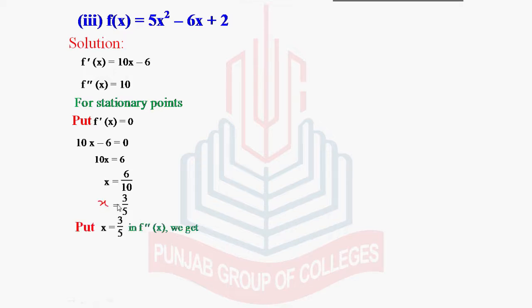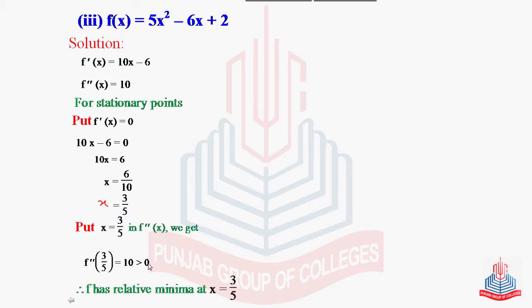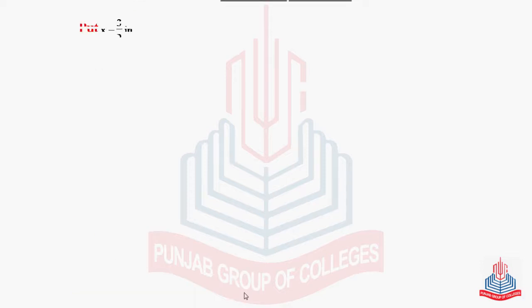Now put x is equal to 3 by 5 in the second derivative, and as the second derivative is a constant function, it will remain unchanged, which is 10, and that one is greater than 0. So f has relative minima at x is equal to 3 by 5. The function has its minimum value at x is equal to 3 by 5, and to find that particular minimum value, we put x is equal to 3 by 5 in our given function.